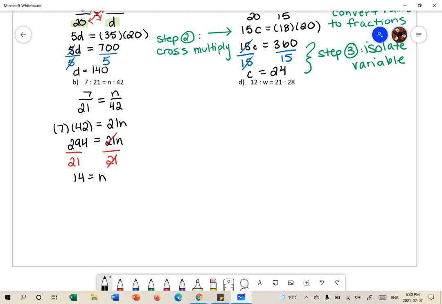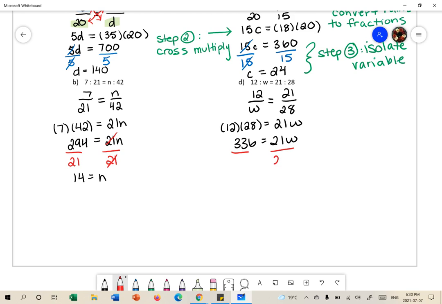D, 12 to w is equal to 12 over w. And 21 to 28 is equal to 21 over 28. Cross multiplying, 12 times 28 is equal to 21w. 12 times 28 is equal to 336. I'm going to divide both sides by 21. 336 divided by 21 is 16.